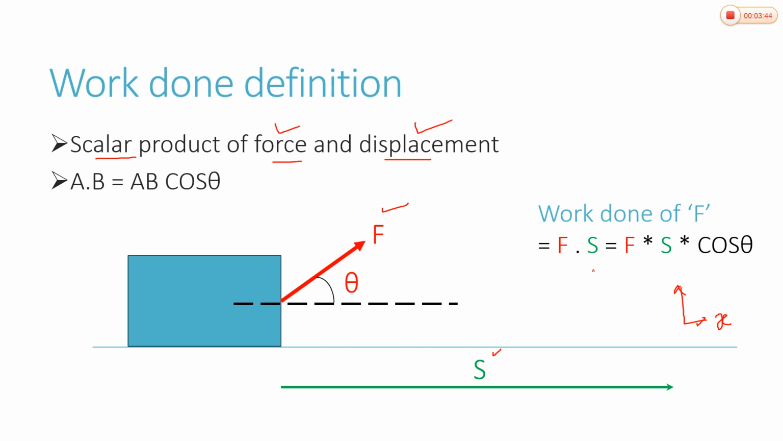So in this way we can define the work done of any force if we know the displacement. Sometimes we apply a force on the object, but the object is not going to displace. Do remember, if there is no displacement because of the external force, in that case the work done is 0.